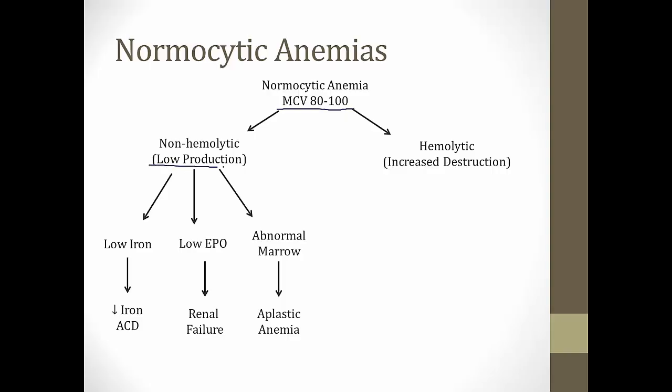The first is underproduction by the bone marrow. These are called non-hemolytic anemias, and there are a number of reasons why the bone marrow can underproduce red cells, and I talk about all of these in other modules. In this module, we'll focus on the hemolytic causes of a normocytic anemia. These are all situations where you have increased destruction of red cells by one mechanism or another.